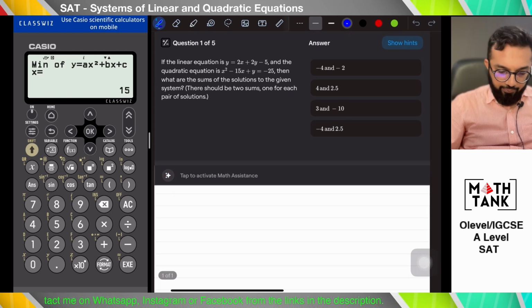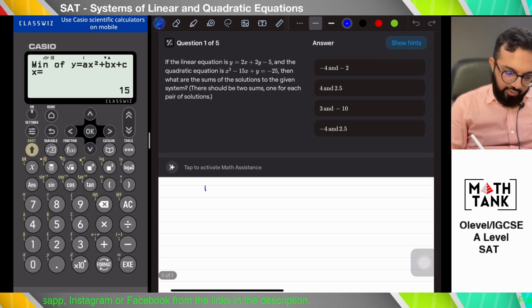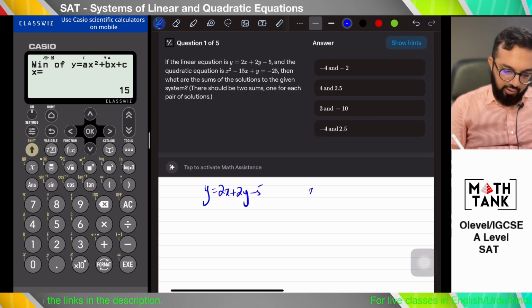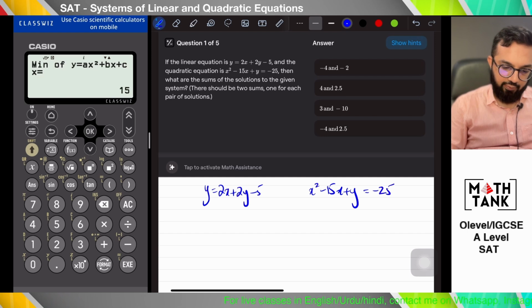Let's start solving. It says y equals 2x plus 2y minus 5 and x squared minus 15x plus y equals minus 25. What are the sums to the solutions of the given system? Let's start solving this simultaneously.